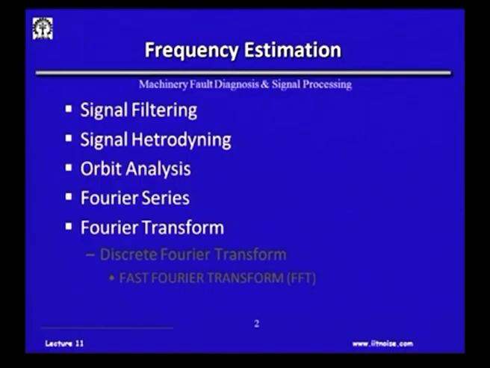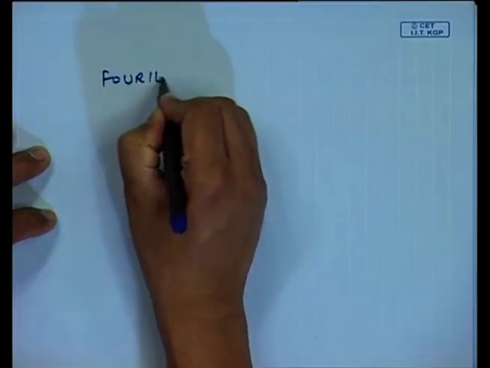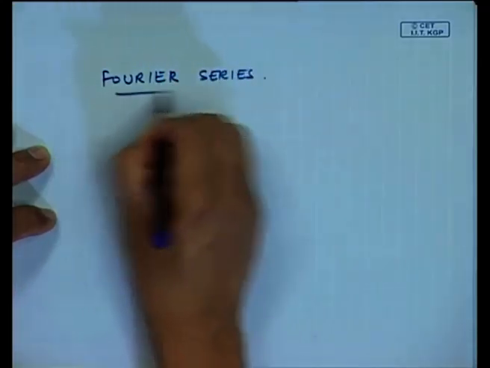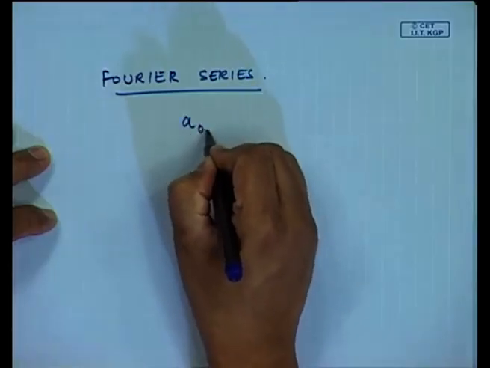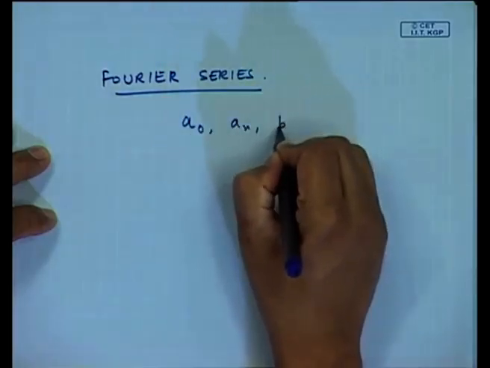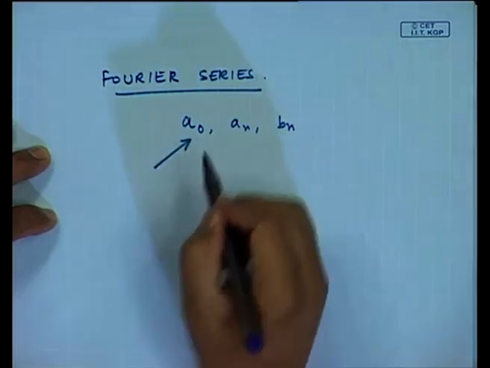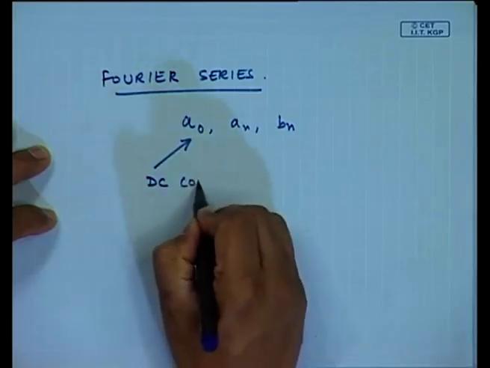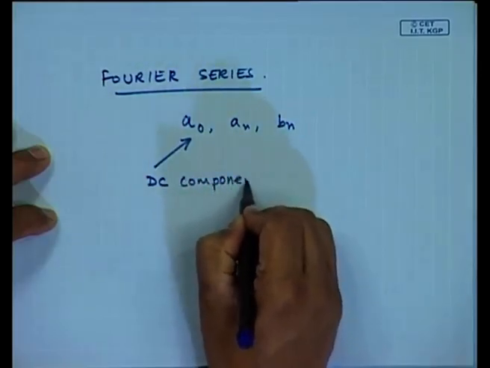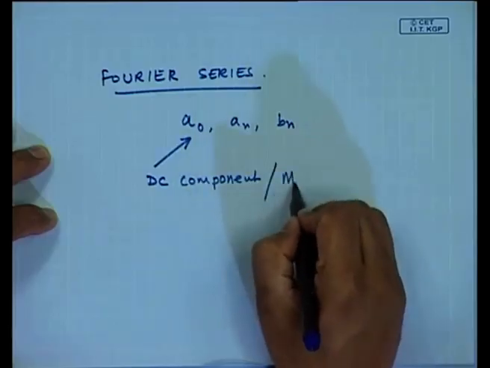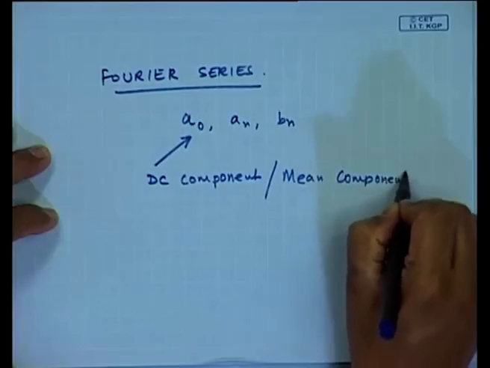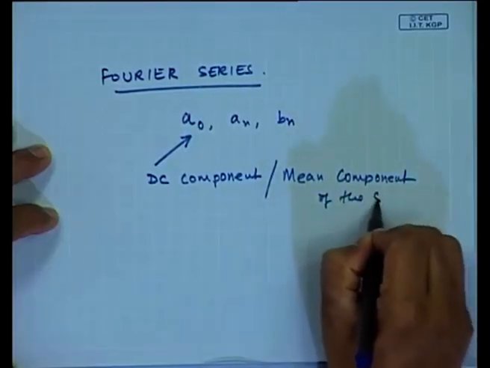For example, when we do Fourier series, we find out these coefficients A naught, A n and B n. So, A naught is actually independent of frequency, and this is known as the DC component of the signal, or what is known as the mean component of the signal.